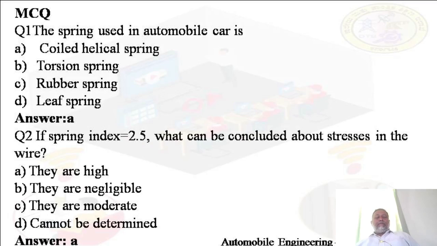Let's complete the problem, and coming to MCQs. The spring used in an automobile car is coil spring, torsion spring, rubber spring or leaf spring. Basically nowadays we are using coil springs. Actually it was both coil and leaf, but nowadays there are totally independent suspensions, so it is a coil spring in cars. If spring index is equal to 2.5, what can be the stress in the wire? They are high.